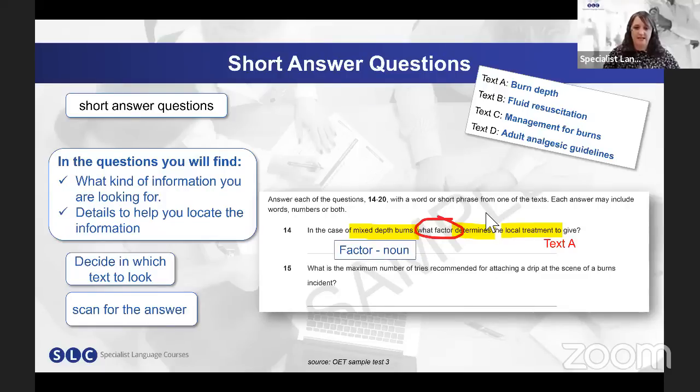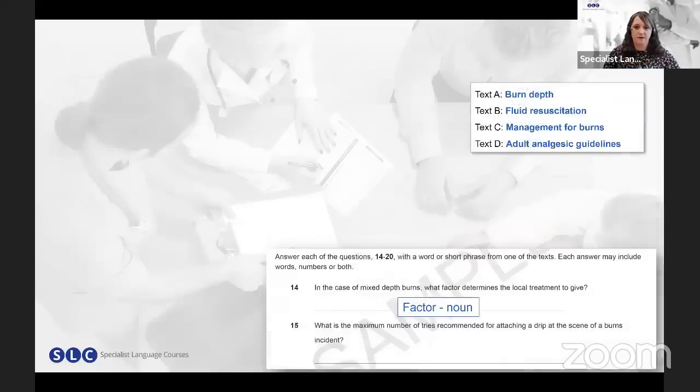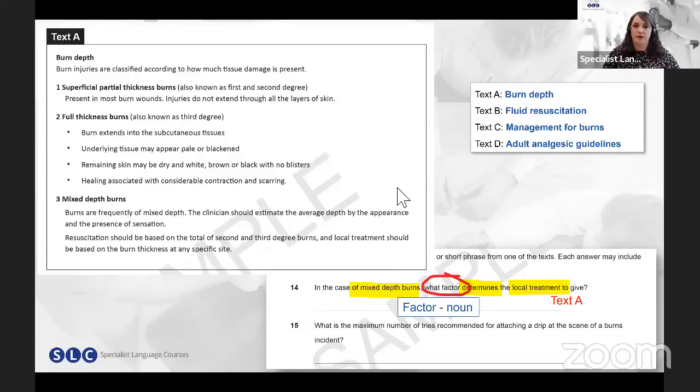All right, so let's take a look. So we've got our keywords. We know which text we're looking in. So then we're going to look in the text. We're looking for our answer. In the case of mixed depth burns, what factor determines the local treatment to give? All right, here is our text. So remember, we're looking for mixed depth burns. So we're going to be focusing our attention on number 3, mixed depth burns.